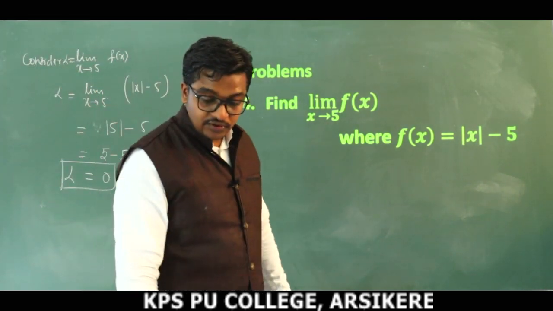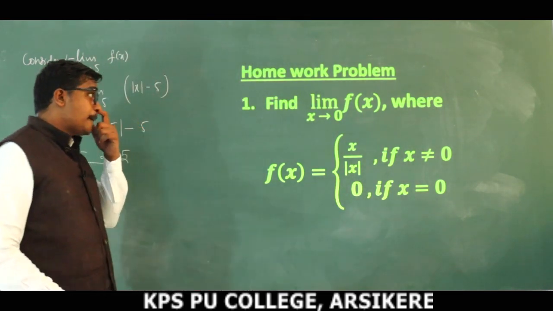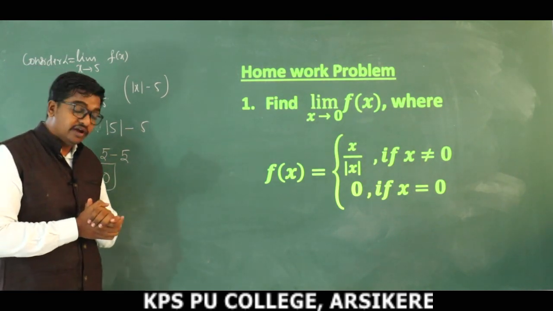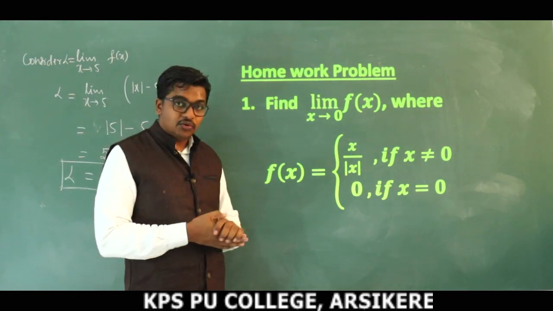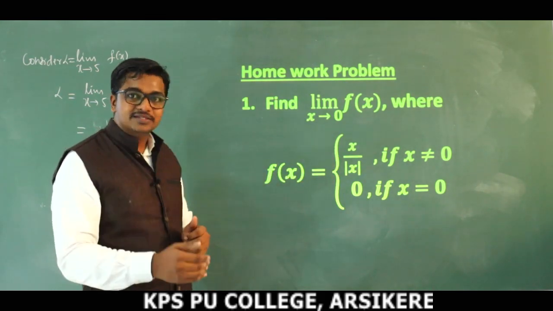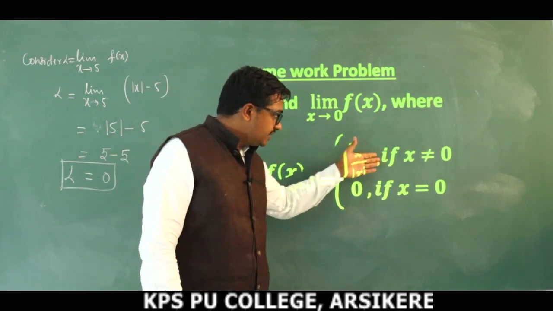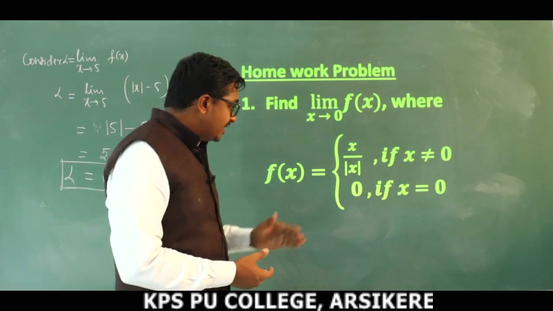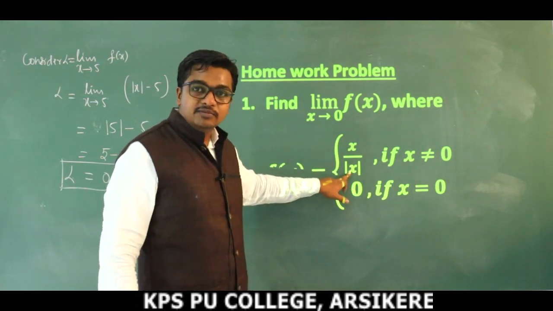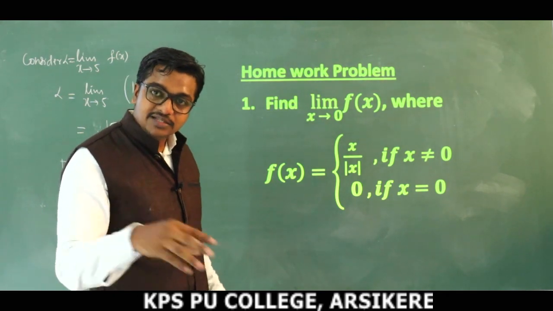Next, dear children, we are moving to the homework problem. The same thing. Find limit as x approaches 0 of f of x, where the function is given as f of x is equal to x divided by mod x. Remember, in the first problem we had mod x divided by x, but here we have x divided by mod x, right? x divided by mod x if x is not equal to 0, and it is 0 if x is equal to 0. Here what we have to do: mod x becomes x when x is greater than 0 and it is minus x when x is less than 0.